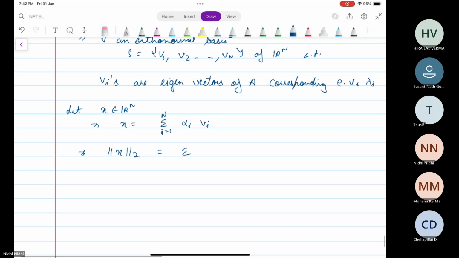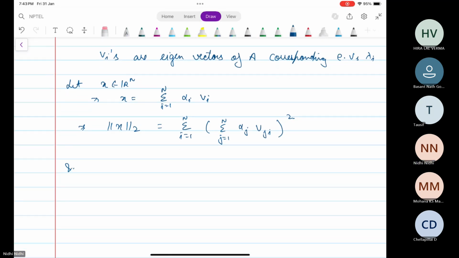summation i from 1 to n, summation j from 1 to n alpha j vj i square, where vji is the ith element of the vector vj. Okay, and Ax is equal to summation i from 1 to n alpha i Avi, because A is a linear transformation, and Avi is equal to lambda i vi, because lambda i is an eigenvalue. vi is the eigenvector corresponding to the eigenvalue lambda i. Therefore, we have Avi is equal to lambda i vi.